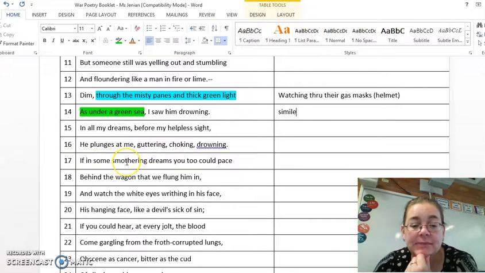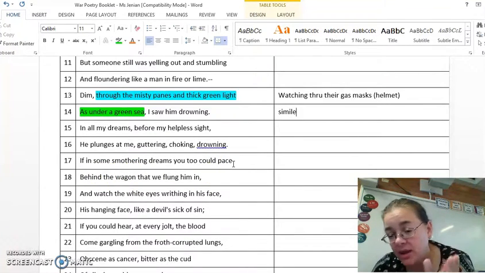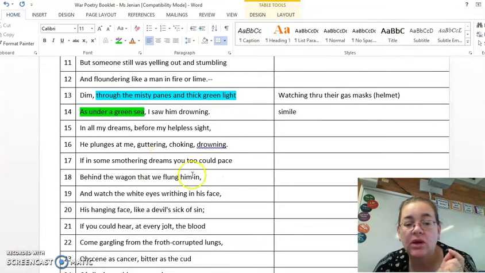If in some smothering dream you too could pace behind the wagon that we flung him in, so saying to the reader, if you could have been there, if you could see this for yourself, the way that they had to follow the wagon that held all their injured soldiers in. So behind the wagon that we flung him in, so we threw them into the wagon.